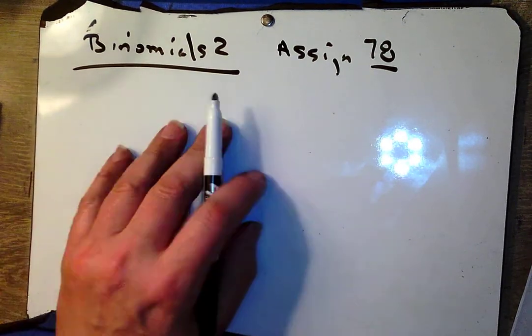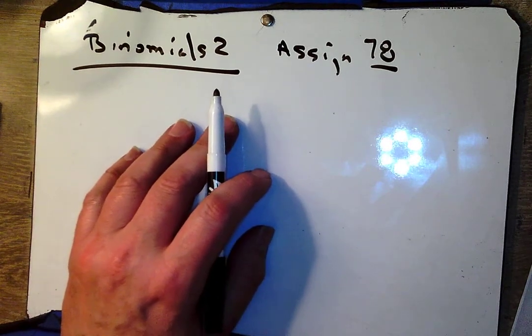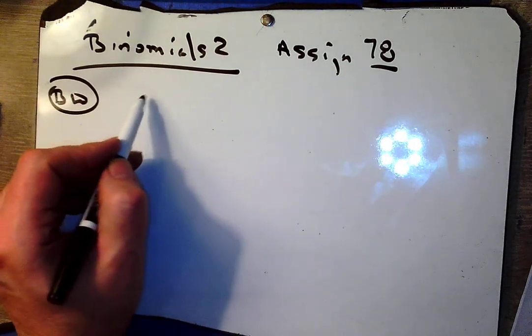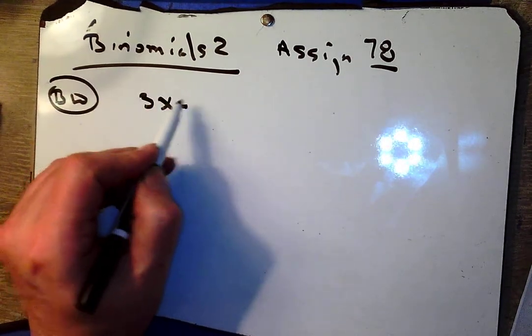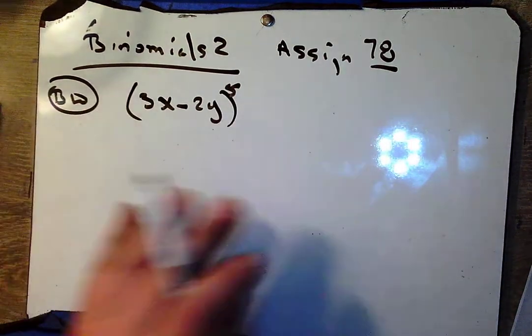Okay, so what are we doing in binomial 2? Well, let's practice what we got from the last video. Here's your bell work problem. How about 3x minus 2y to the fifth? Please do that binomial expansion.